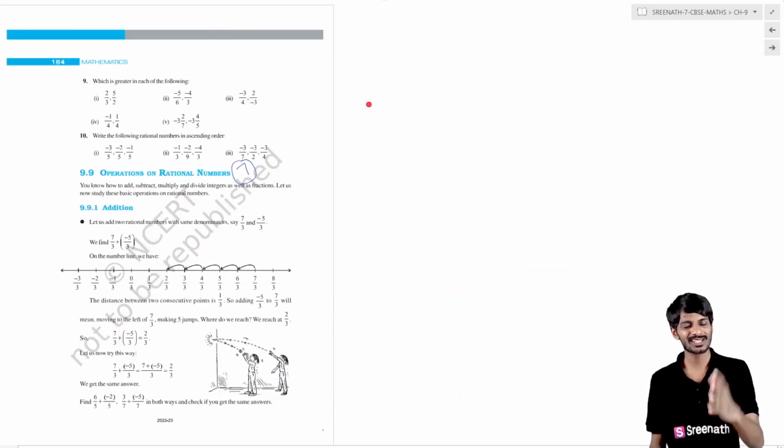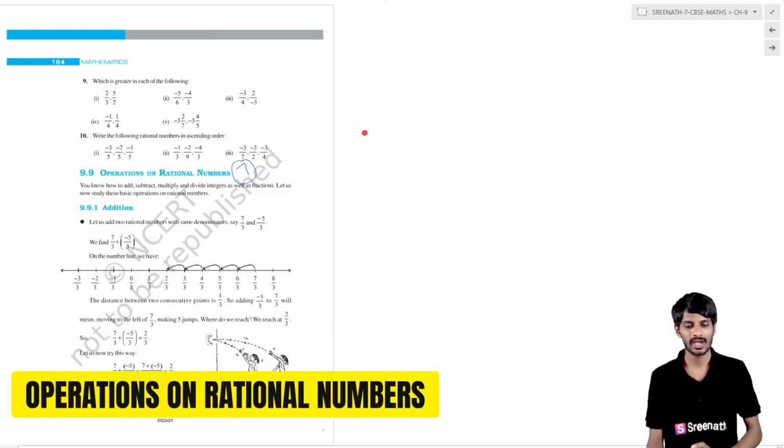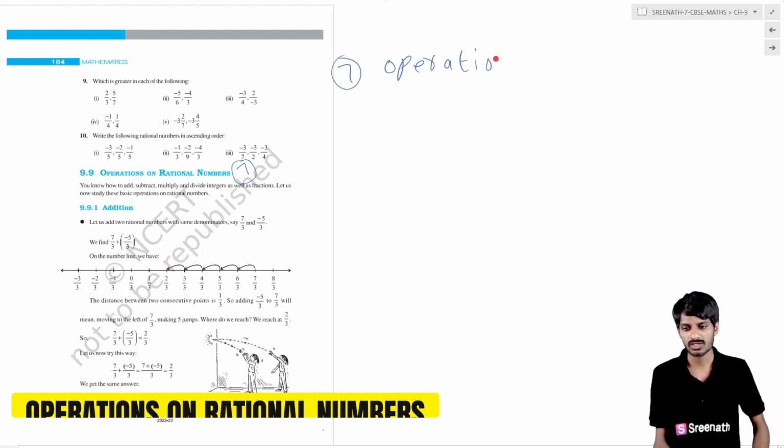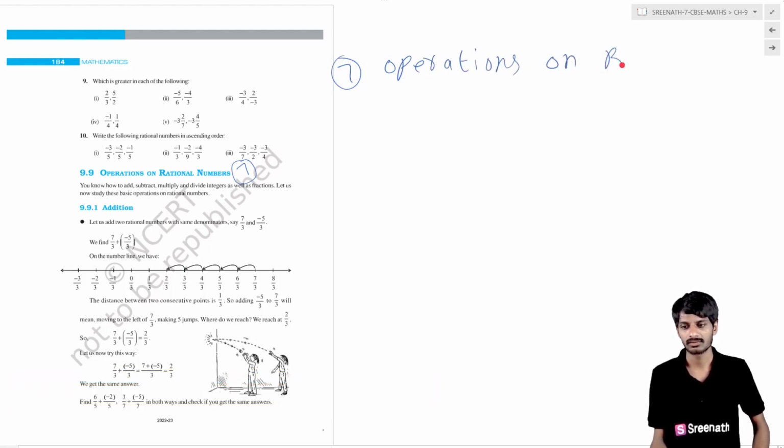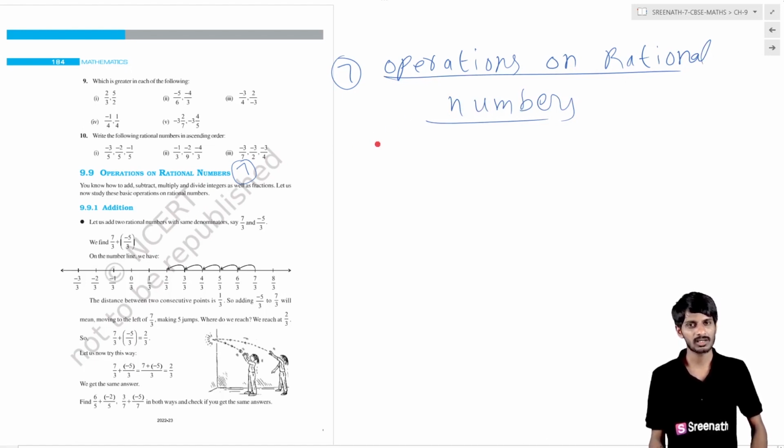That's it, students. We have completed that topic also. Now we are entering into the 7th topic, that is operations. What is the 7th topic? Operations. What are the operations on rational numbers? What are the basic operations on rational numbers? Basically, what are the mathematical operations? Addition, subtraction, multiplication, division. So first thing is addition.